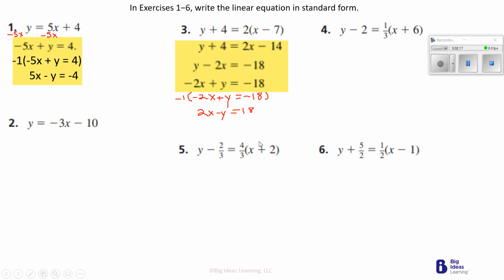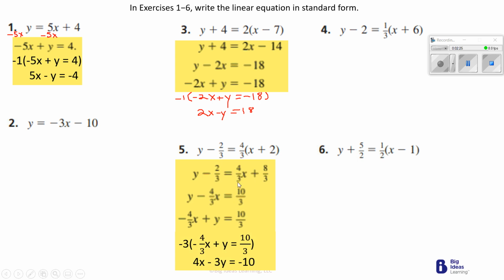We'll distribute the properties again, which will give us 4 over 3x plus 8 over 3. Then we're going to subtract 4 over 3x from this side, which means we're subtracting it from this side. We're also going to add 2 over 3 over here, which means we'll add 2 over 3 over here. And 2 plus 8 will be 10. This step was kind of useless. They just swapped this over here. So the negative 4 over 3x is here, and the positive y is here.